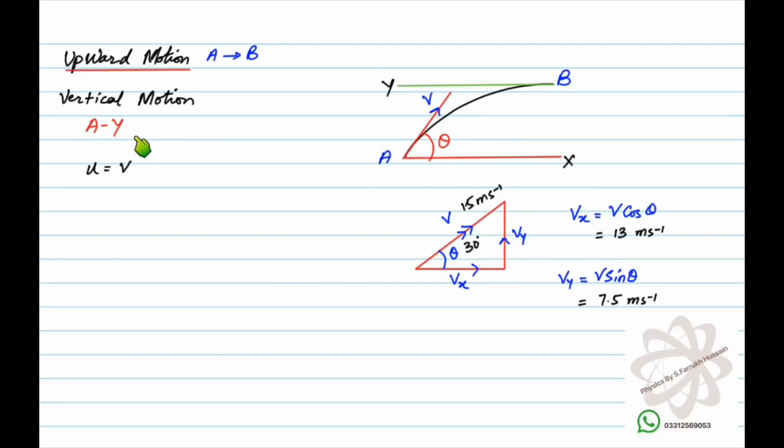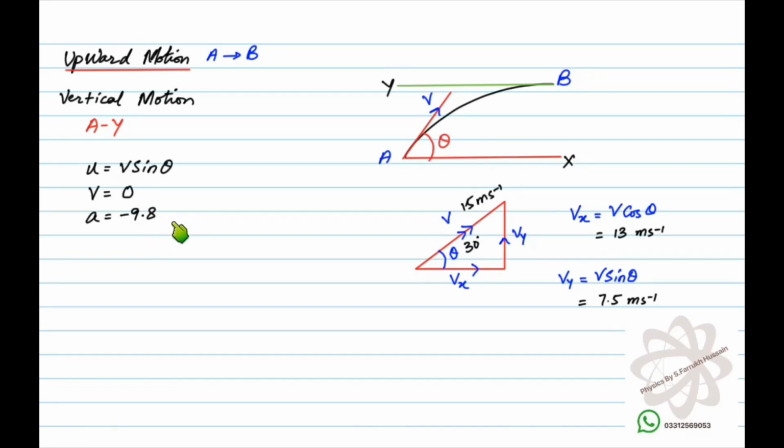Now considering vertical motion first, where u is initial velocity, you can find out u by V sin theta, and we have found it by V sin theta as 7.5 meters per second. So initial velocity according to this case, u, is 7.5 meters per second. Final velocity will be 0 because at maximum height the object will be at rest. Acceleration is minus 9.81 meters per second square.